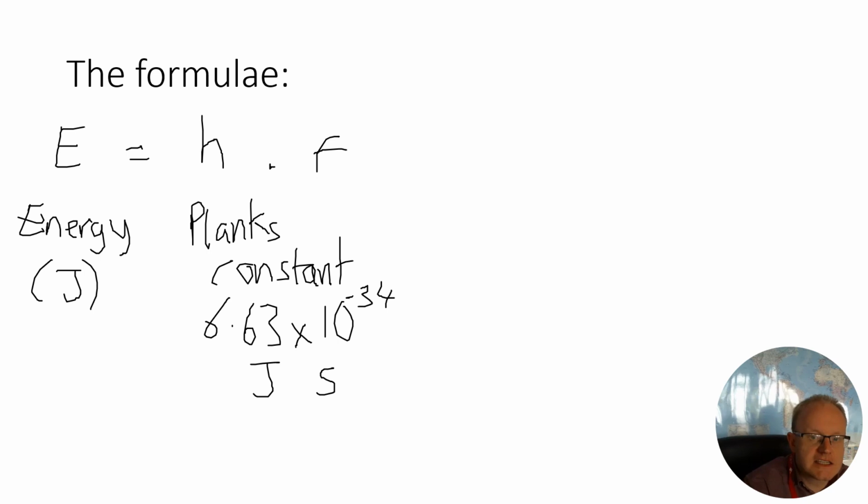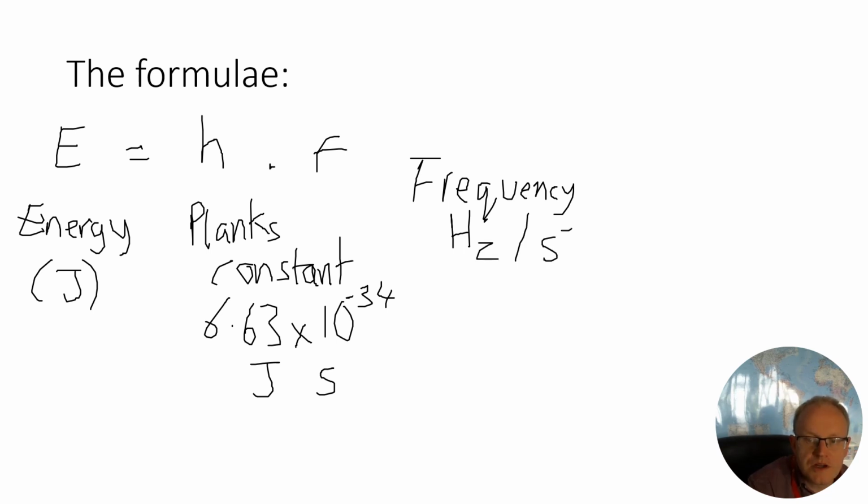So F stands for frequency. Now frequency is measured in hertz, but hertz simply mean per second, because it's the number of things per second. So when you look at the units here, you've got joules, seconds, and seconds to the minus 1. So the seconds and the seconds to the minus 1 just cancel out, hence why you end up with joules as the units for energy. Okay? So that's the first formula that you need to know.